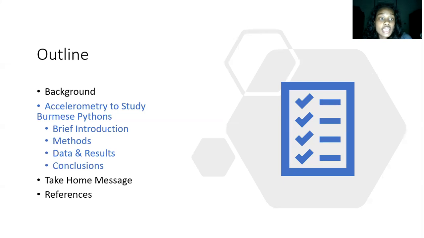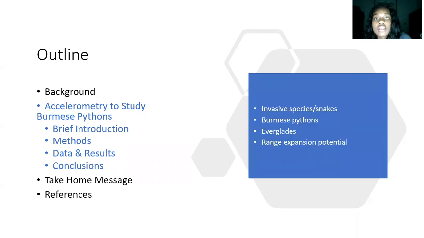That leads us to the end of our background discussion. Just as a reminder, here are the key terms from the first background slide that you should know. This includes invasive species, Burmese pythons, the Everglades, and range expansion potential. Next, we're going to look at a study that uses a new type of technology to study Burmese python behavior so that they can get a better model of range expansion potential.